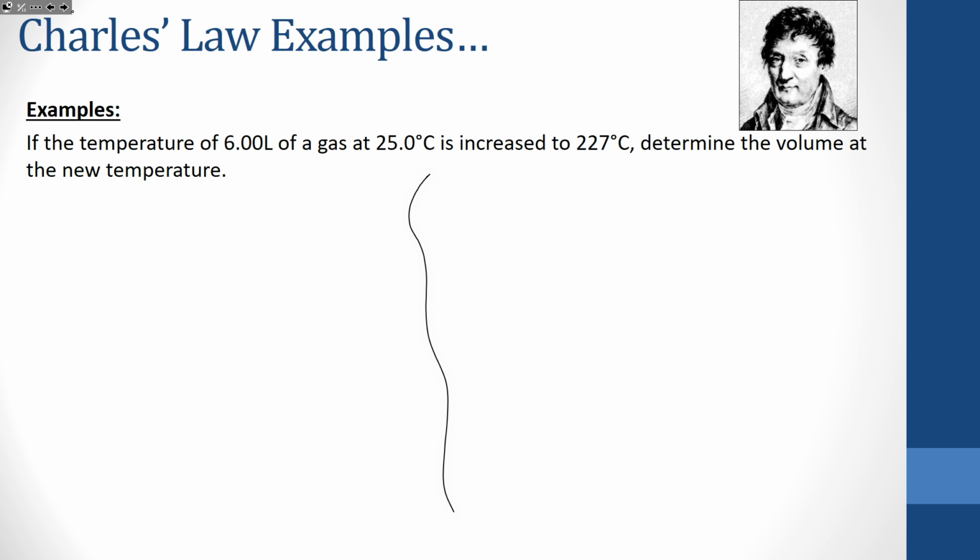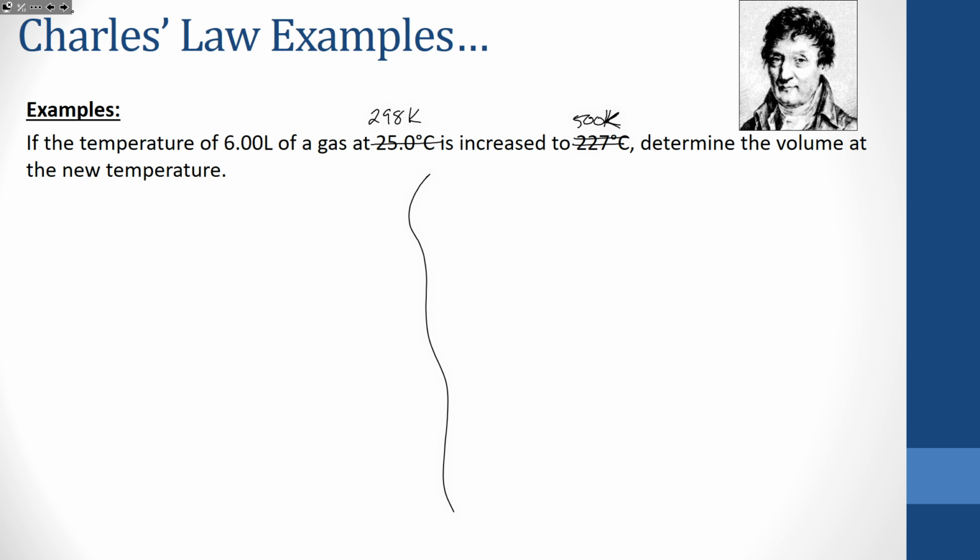So the first thing I'm going to do before anything is change these to Kelvin. So I'm going to cross this out. 25 Celsius is 298 Kelvin. And then 227 Celsius is 500 Kelvin.